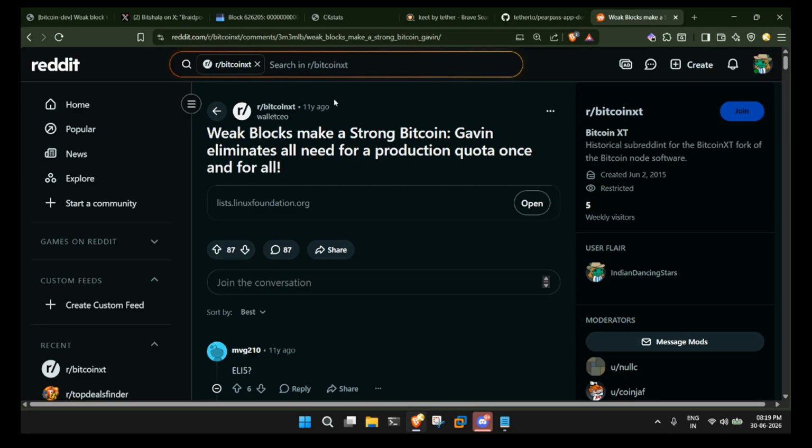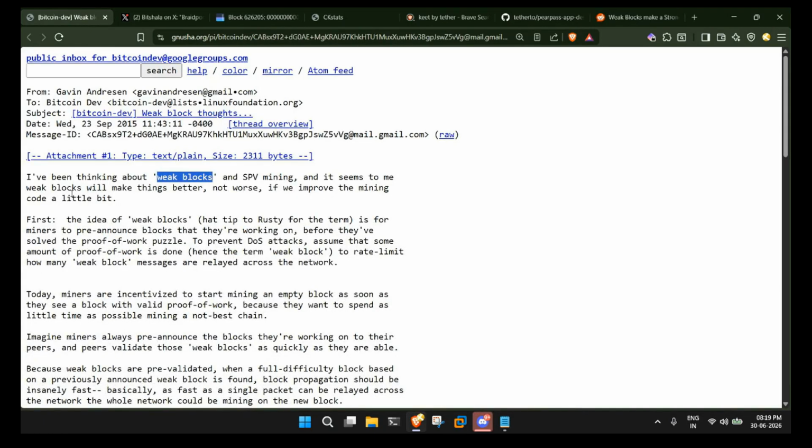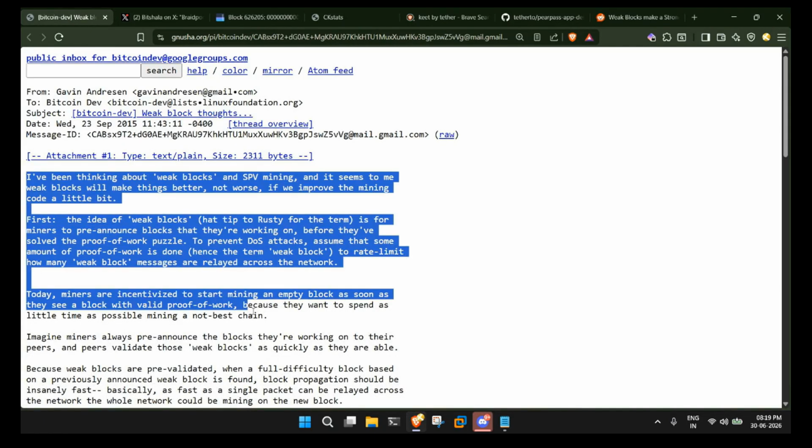I'm not sure, but you might have heard about P2P pool. That was also trying to use this decentralized model, similar to weak blocks. Now you might be thinking, what is a weak block? Okay, so let me cover this. If you read this, maybe you will get a little better understanding.